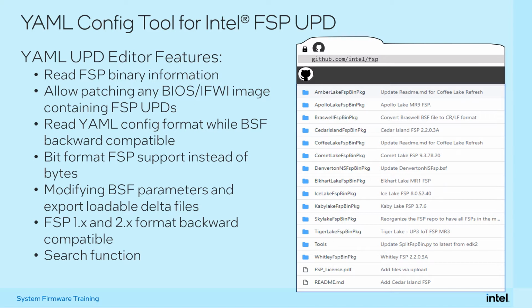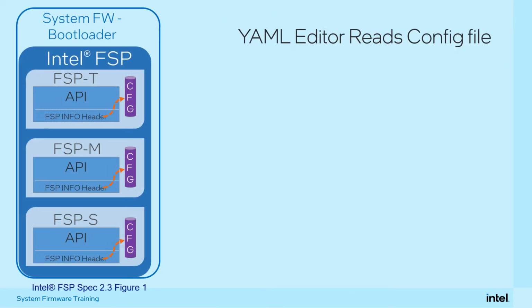On the right, the repository of the Intel FSP is shown with the various SoC platforms now supported for open source. Each of these SoC platforms will have a BSF that can be used with the YAML config editor. So how does the YAML configuration editor work? The BIOS or bootloader would use the Intel FSP for SoC initialization. Consumers of FSP would then configure the FSP parameters to get the SoC initialized as intended.